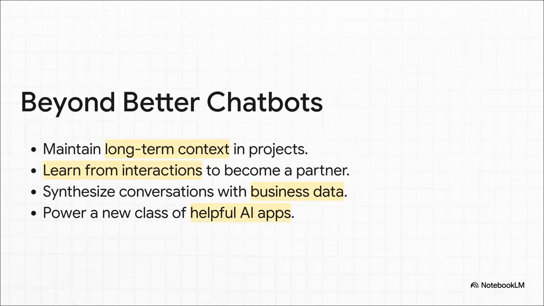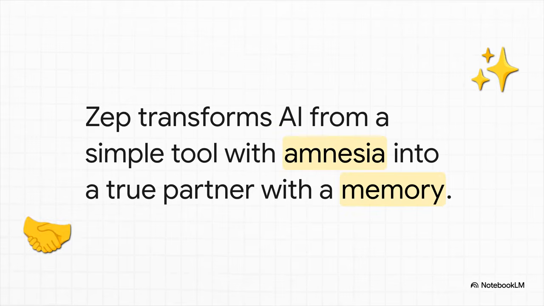Look, this is about so much more than just making chatbots less annoying. This kind of technology enables an AI that can actually stick with you on a complex, long-term project and not forget what you're doing. It means it can learn from every single interaction, becoming a real partner that actually knows your history. It could even combine what you talk about with, say, business data to power a whole new class of applications that are genuinely helpful. When you boil it all down, what Zep represents is a really fundamental shift. It's the difference between having a tool that has amnesia and having a partner that actually has a memory.